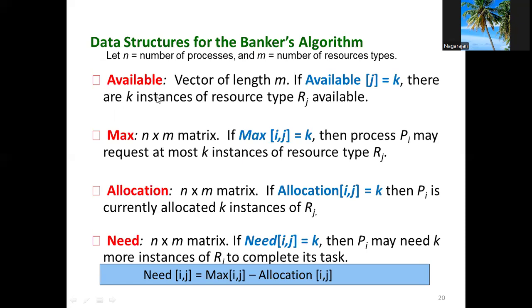Some of the data structures for Banker's algorithm are: available, maximum, allocation, and need.